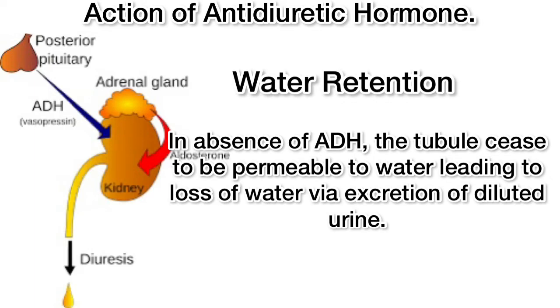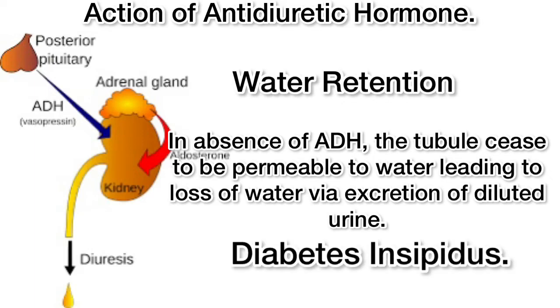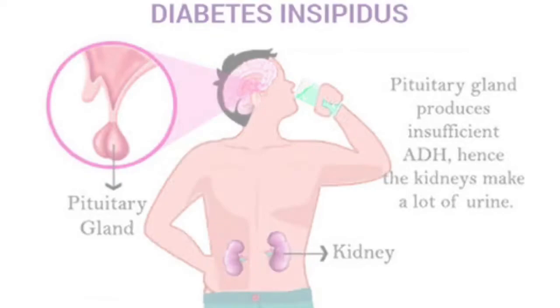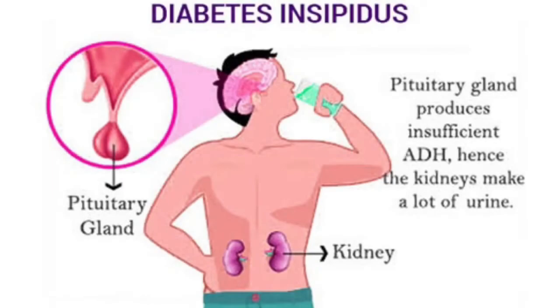So this condition is what is called diabetes insipidus. It's a clinical condition that is associated with this antidiuretic hormone. So the main clinical condition associated with antidiuretic hormone is diabetes insipidus. So what is diabetes insipidus? It's just loss of a large amount of water from the body. The kidney can no longer reabsorb water.